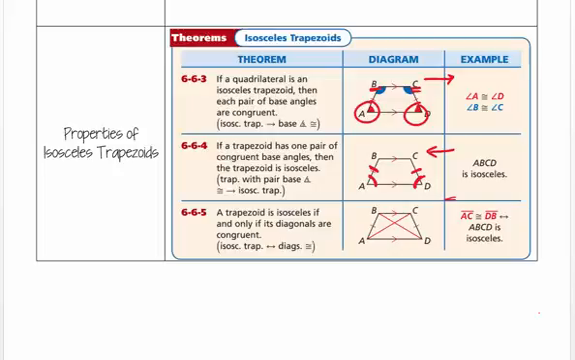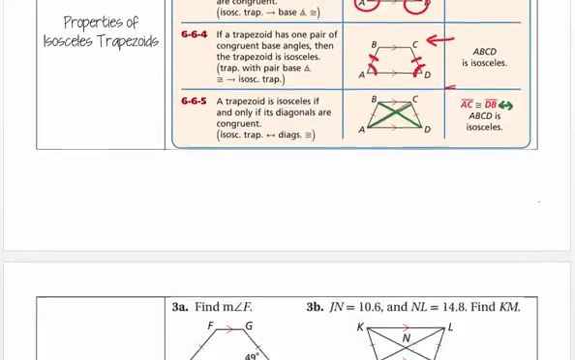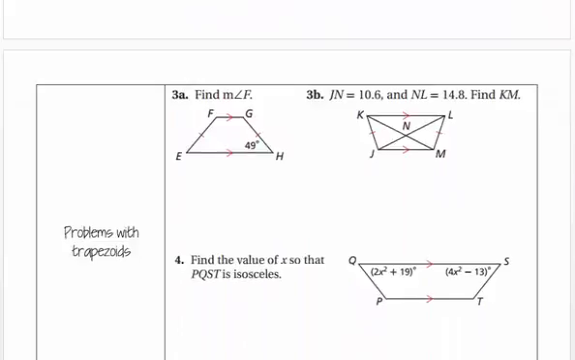And then we haven't talked about diagonals in a while. So if a trapezoid is isosceles, its diagonals are congruent. So just like a rectangle, those two are going to be exactly the same size. And that goes both ways, meaning if you know that they're the same, then you have to have an isosceles trapezoid. And if you have an isosceles trapezoid, then you know they're the same. So let's do some problems.